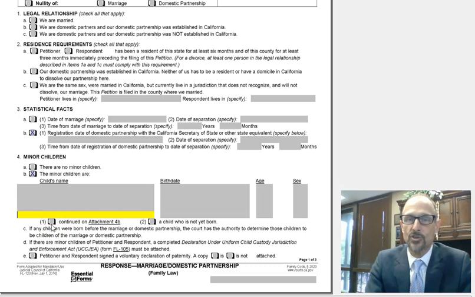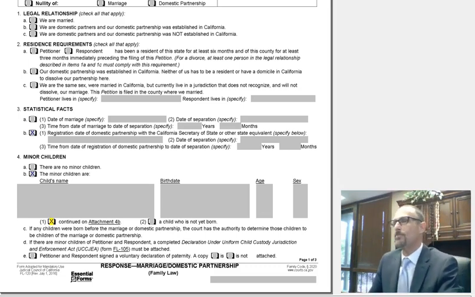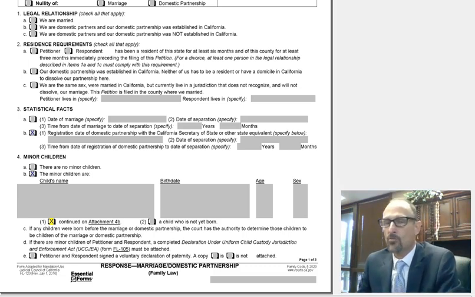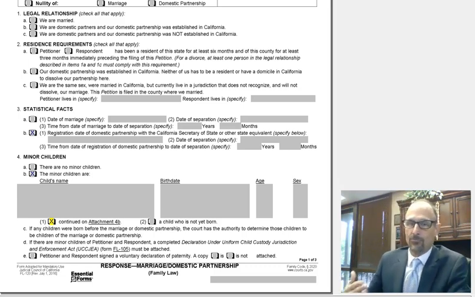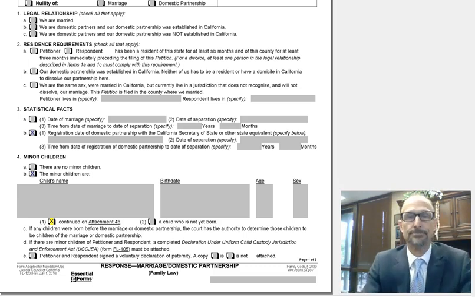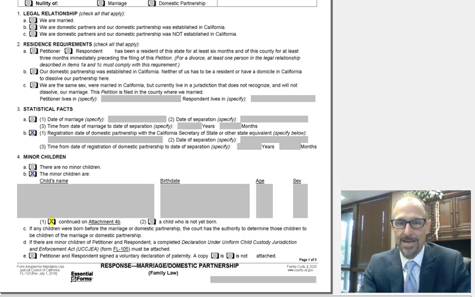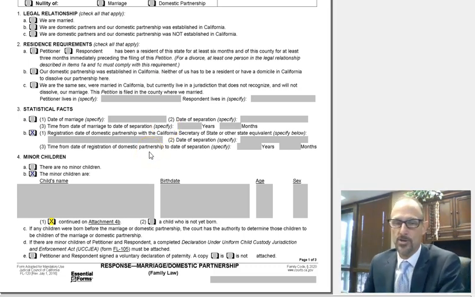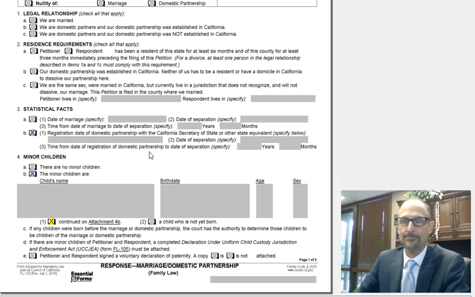If you have more than 5 children, you're going to mark 1 underneath there, and you are going to use a separate sheet of paper. You can even use a regular lined piece of white paper or yellow paper and write down the same information for your 6th or 7th, 8th child. And you're going to mark that B to show. And at the top of that page, that attachment page, you put attachment 4B.